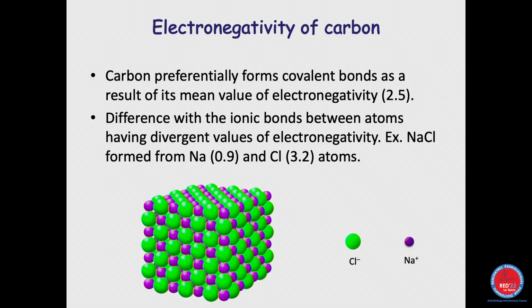Another important property of carbon is its electronegativity. Electronegativity is, for an element, the ability to withdraw electrons, so that carbon has a mean value of electronegativity of 2.5, and this value leads this element to form covalent bonds with most of the other elements on the periodic table.